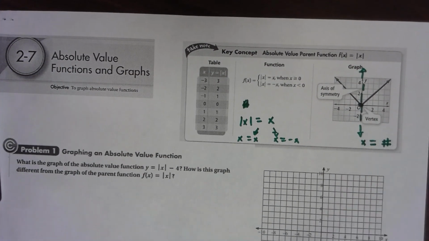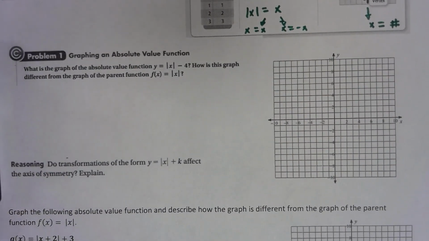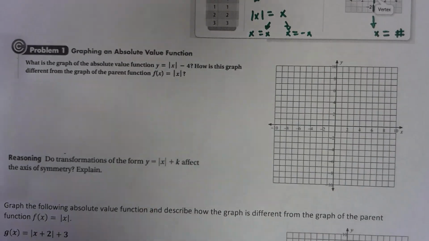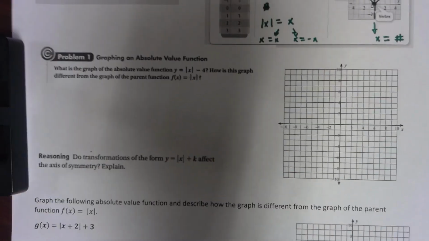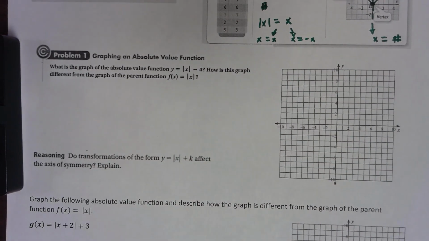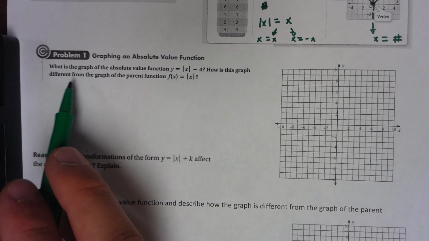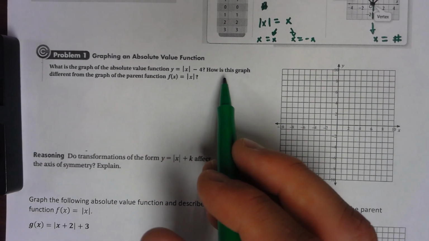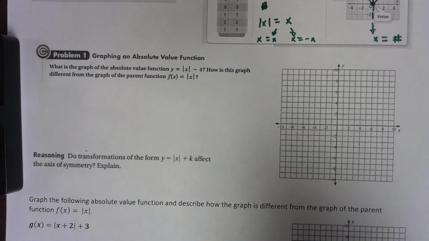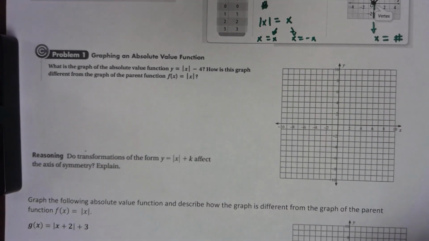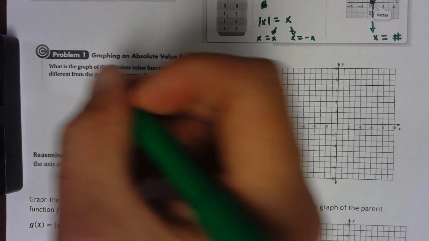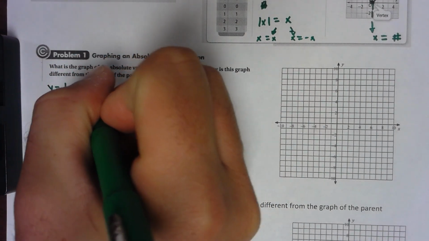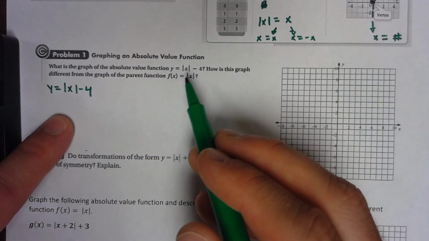And let's jump into it. Another great thing about this lesson is we're going to talk about some of the transformations we had done previously. So yes, we're working with absolute values, but I also want us thinking about transformations. So it says, what is the graph of the absolute value function, y equals absolute value of x minus 4, and how is this graph different from the parent function of f of x equals absolute value of x? Well, let's start with that. Okay, so y equals the absolute value of x minus 4. How is it different from the parent function?